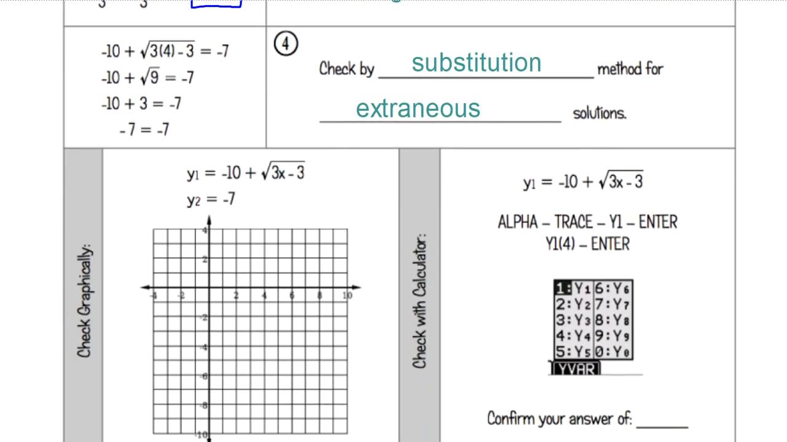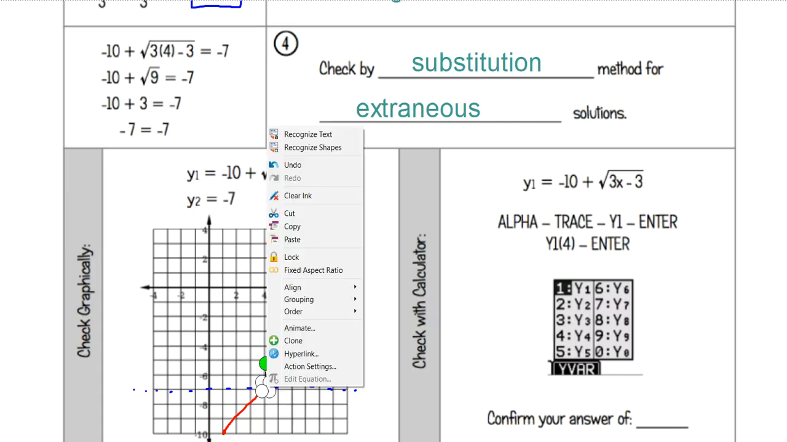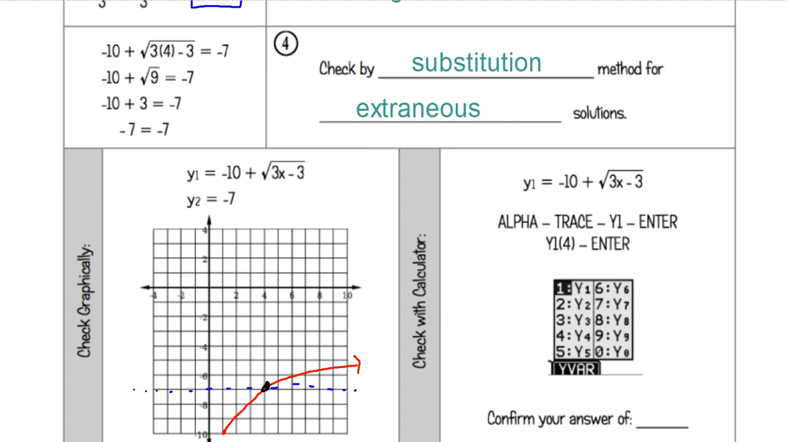We can also check our solutions graphically. So we can graph the two equations, or the two sides of the equation. So in this one, we're trying to figure out where y equals negative 7. We know for this one, it's going to start down here. And again, you can do this on a calculator or you can do it by hand. But basically, it's going to come up right through this point and look something like that. And then we find that intersection point, and we can see that that intersection point is indeed at 4.